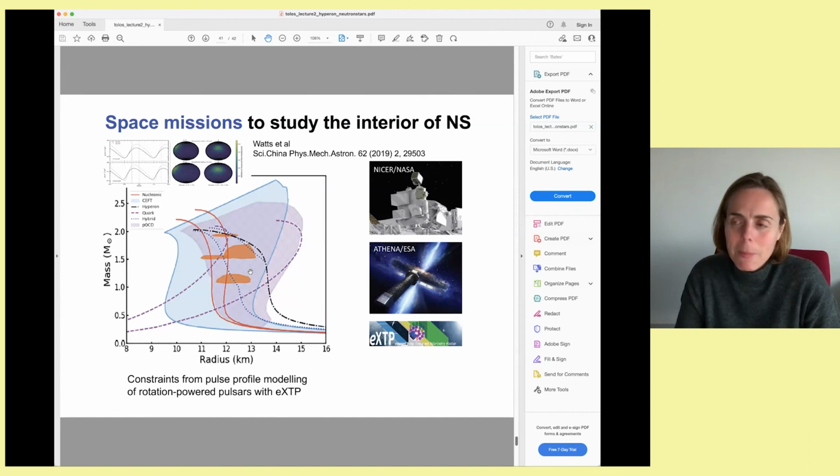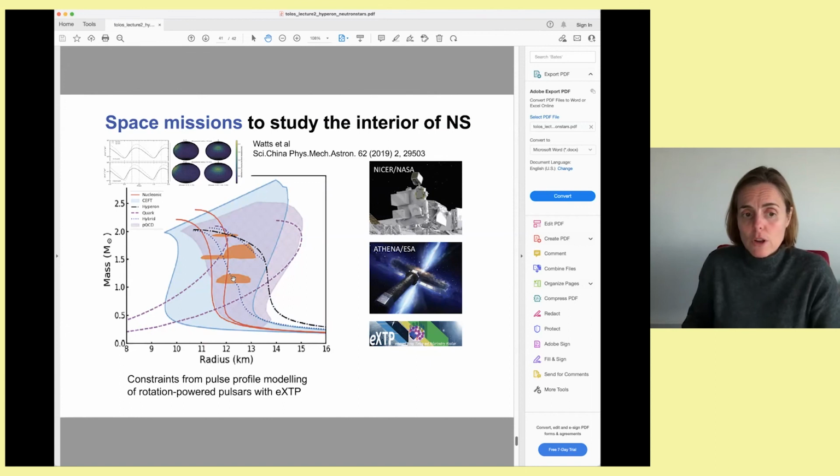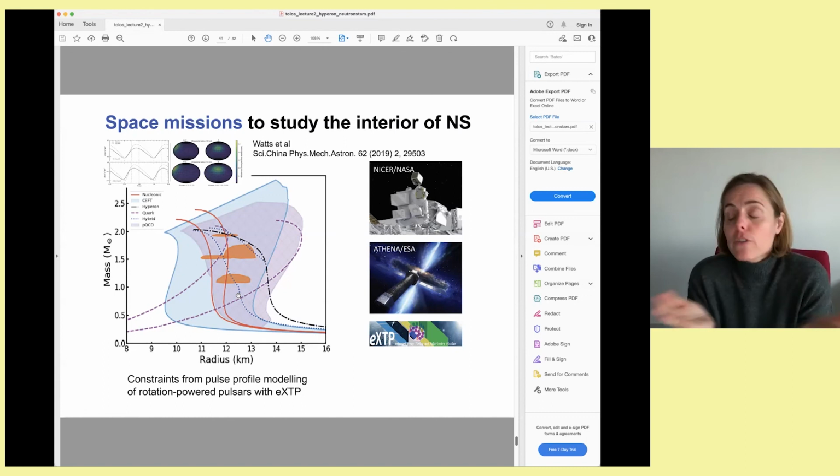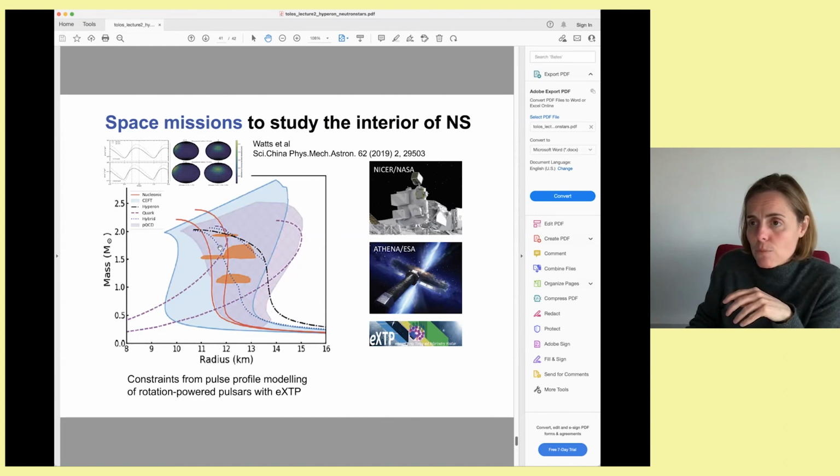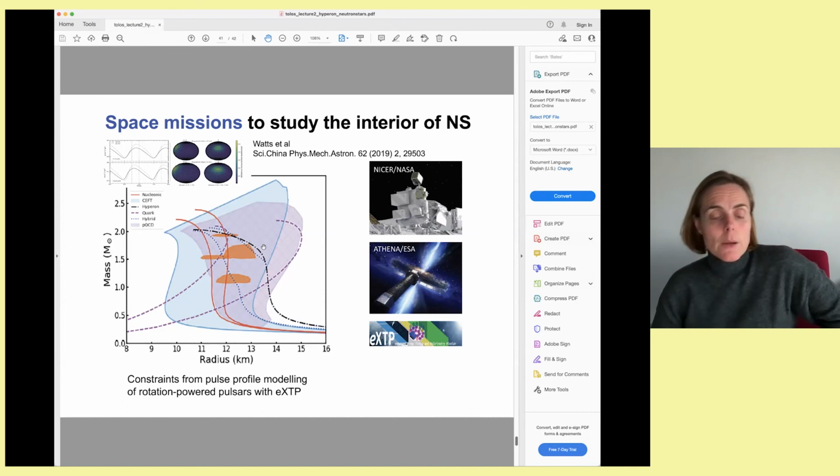Because at least we have something, and we will have not only one but different ones. So we will know more about the equation of state. Of course, this will also depend on the error on these observations, because if we have 1 kilometer, then you start having too many possibilities, more than with the masses.